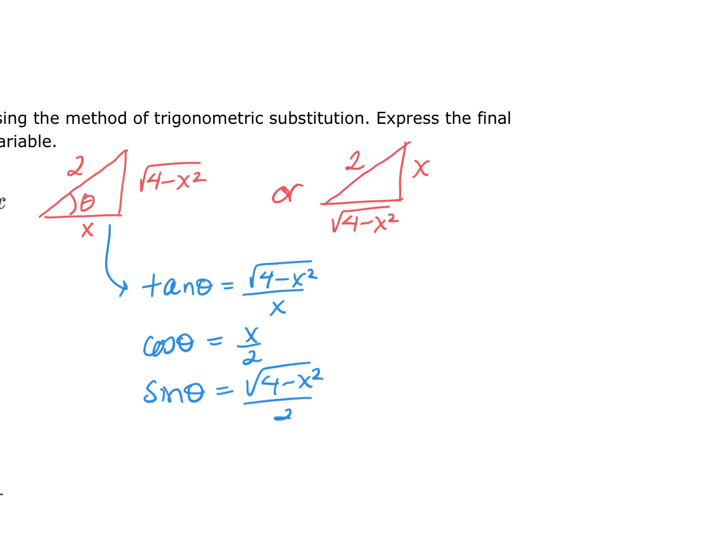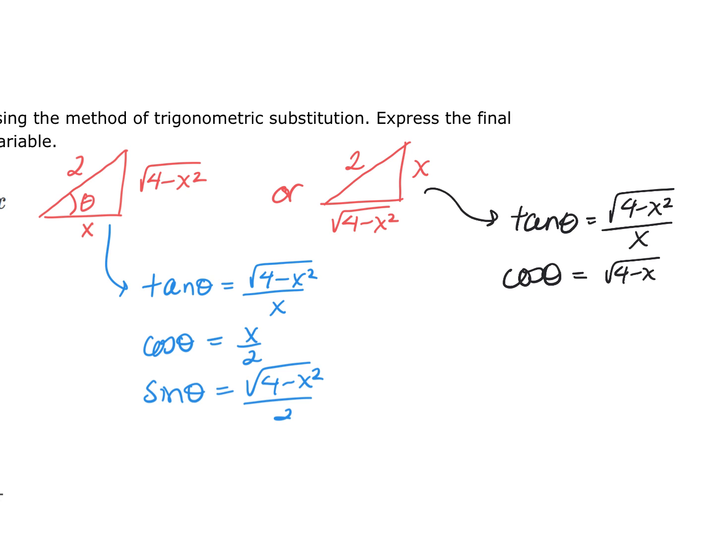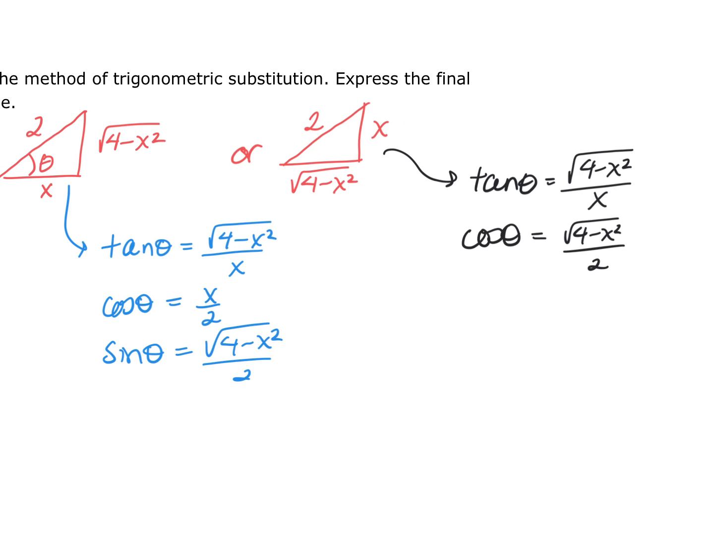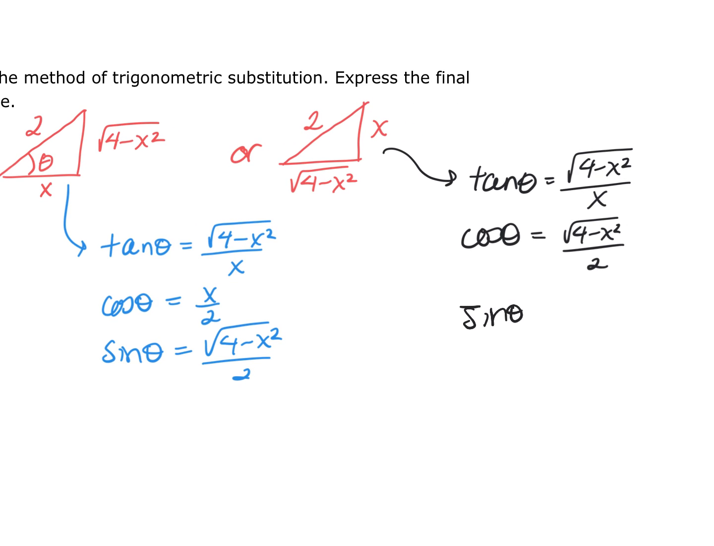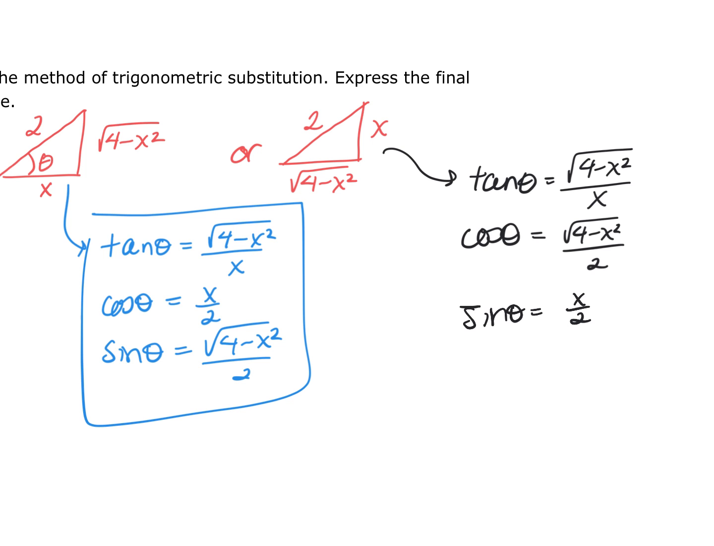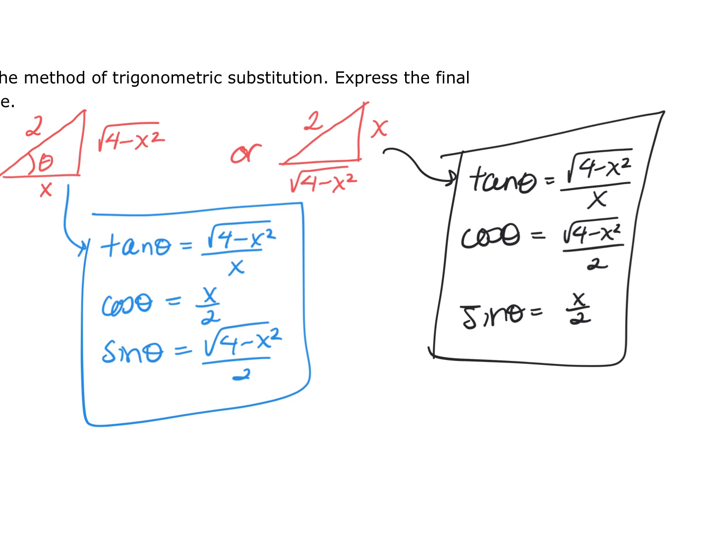If I were to have used this other one, say this is the way I wanted to set it up, cool, then my tangent in this case would be equal to the square root of 4 minus x squared over x. My cosine of theta is equal to the square root of 4 minus x squared over 2. And then my sine of theta is going to be equal to x over 2. Now, it doesn't really matter which one you choose. It doesn't matter if you choose this setup or this setup.